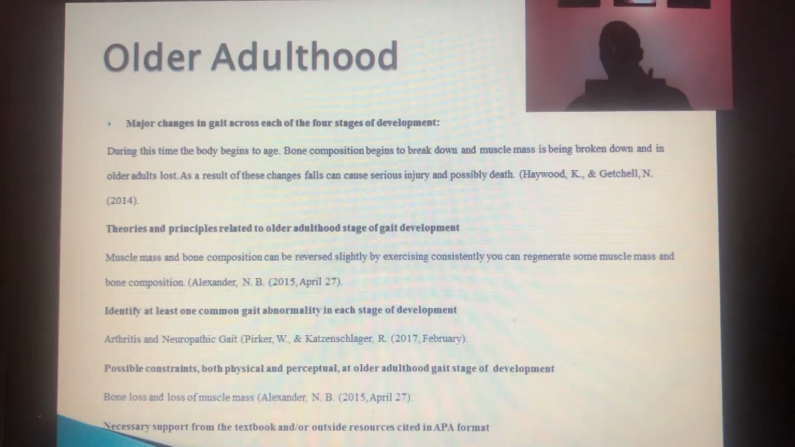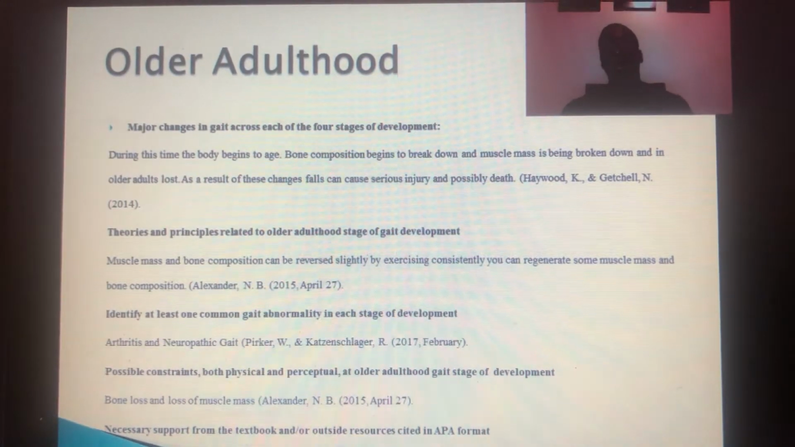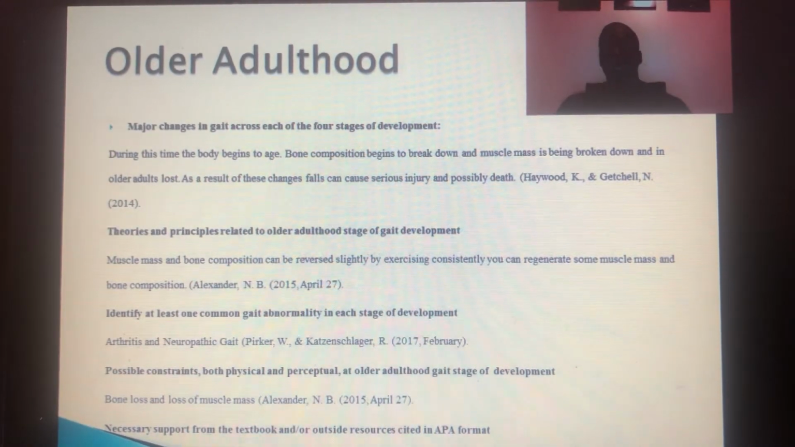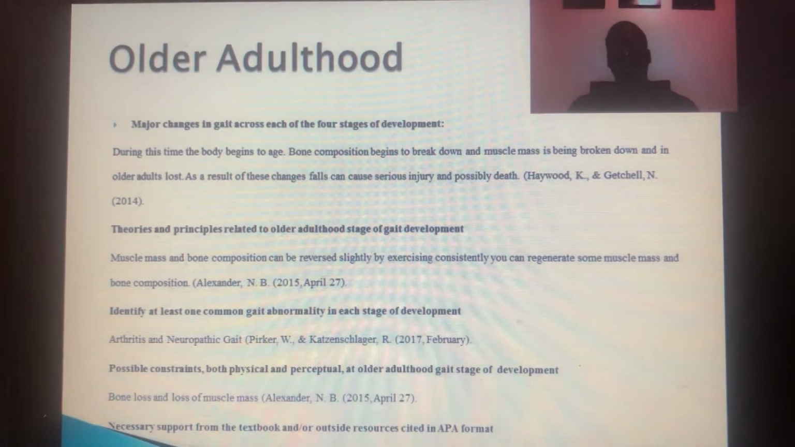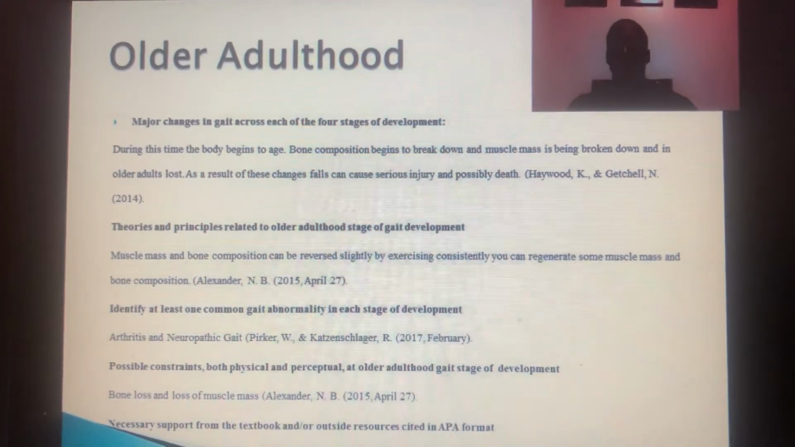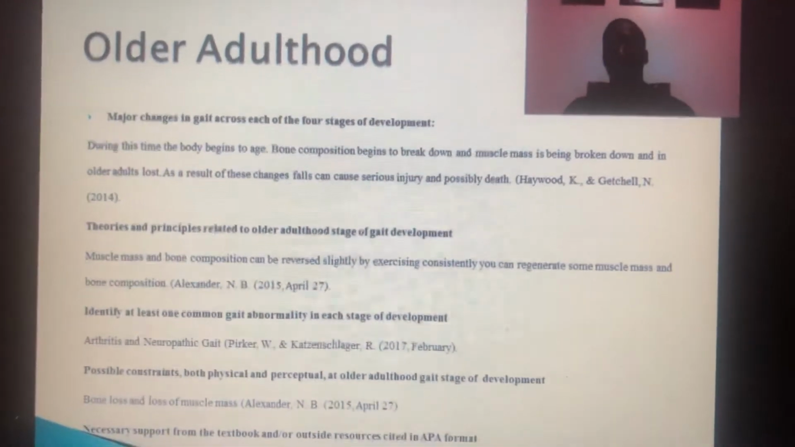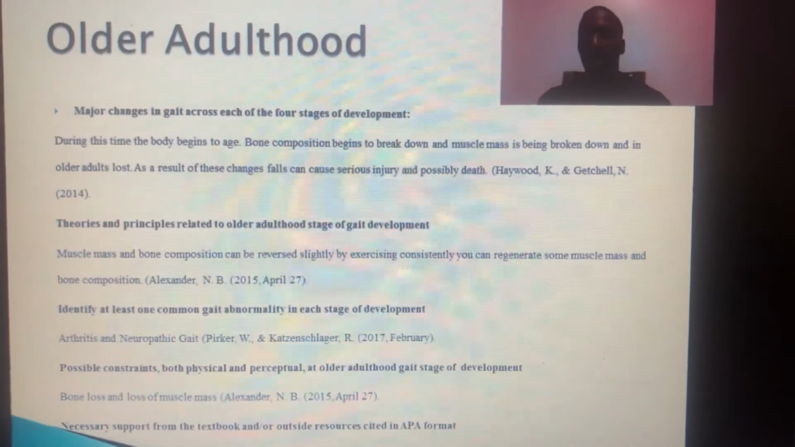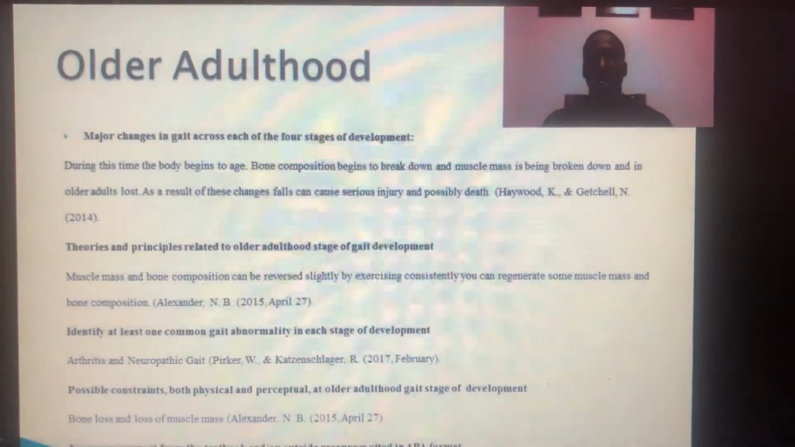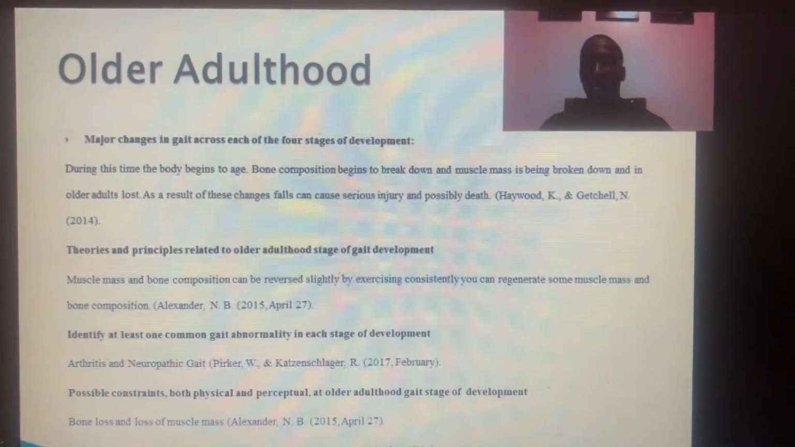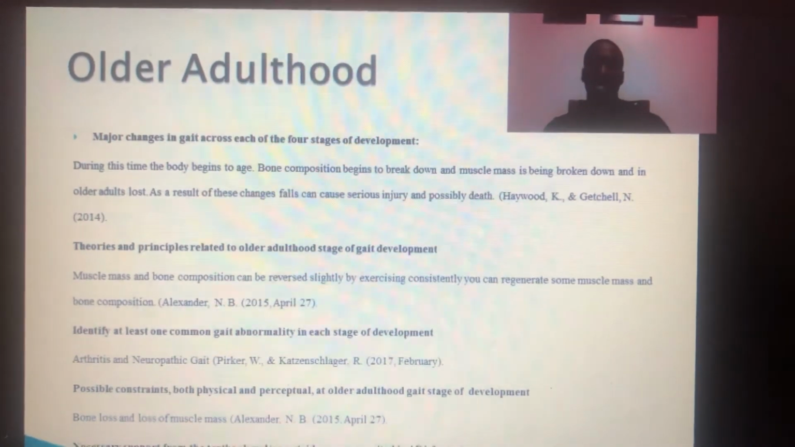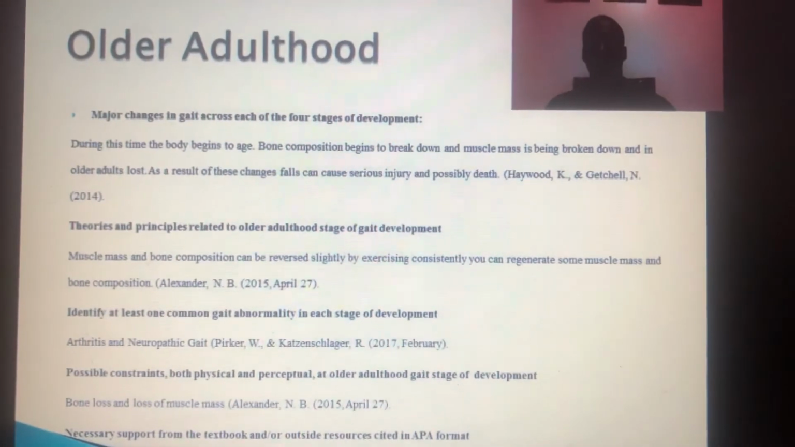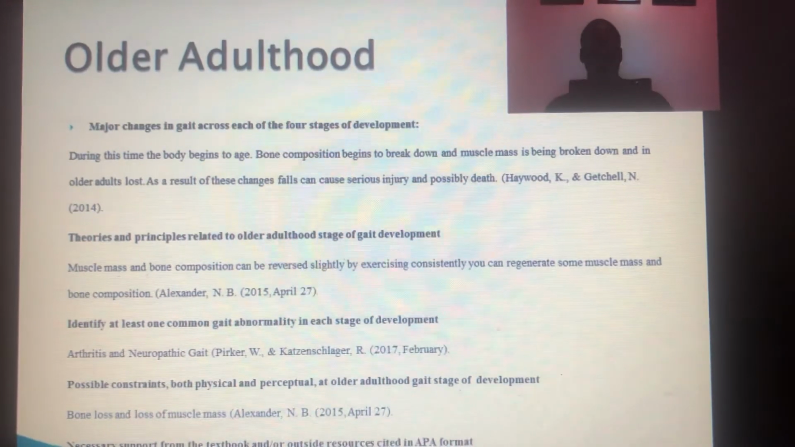So now moving on to our final stage, which would be older adulthood. Major changes in gait across the four stages of development for adulthood would be that during this time the body begins to age. Bone composition begins to break down, and muscle mass is beginning to break down in older adults. As a result of these changes, falls can cause serious injury and possible death, according to Hayward K. and Gritchell, 2014.